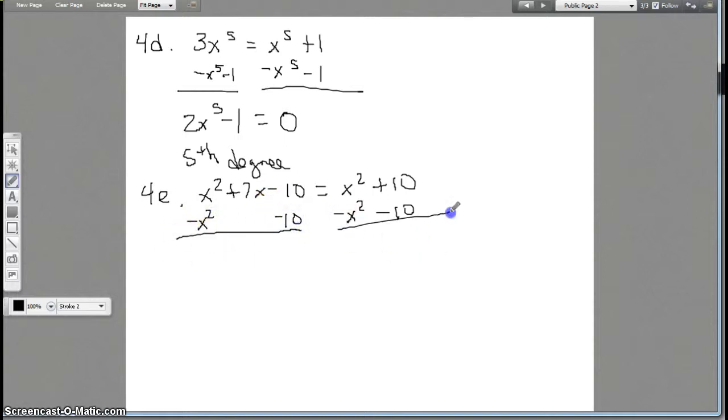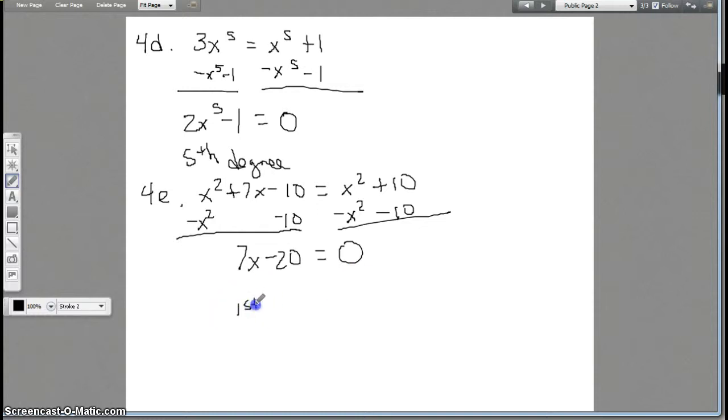Notice I try and line these up with where the like term is on the other side. X squared minus x squared is 0. And then I have 7x. And negative 10 minus 10 is negative 20. On the right side, I have x squared minus x squared is 0. And 10 minus 10 is 0. So my right side is 0.